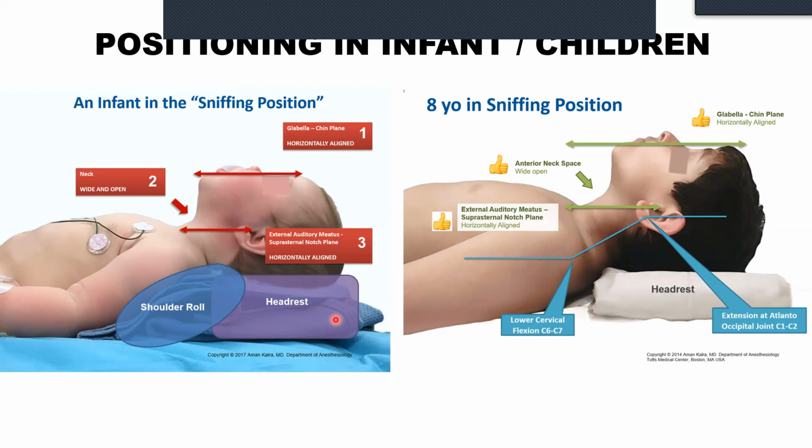Usually in infants, you put a headrest and shoulder roll so that you achieve all these three: a wide open neck, horizontal between the ear and the sternal notch, and horizontal plane of the glabella and the chin. However, when we see children at about 8 years old, sometimes you don't even need a pillow, because the sniffing position is achieved without even putting a pillow for this patient. You see the sternal notch and the ear are in a horizontal plane, we have the glabella and chin plane achieved, and the neck is wide open.